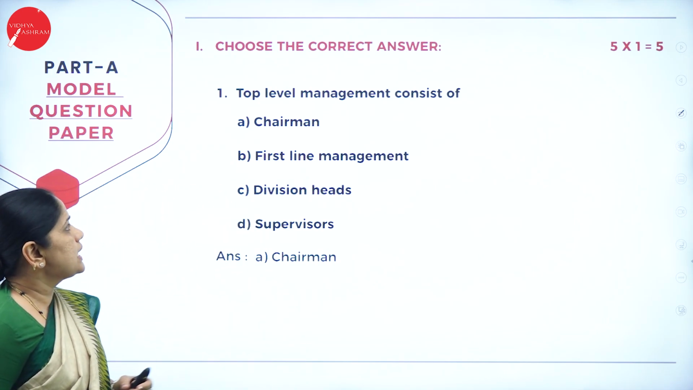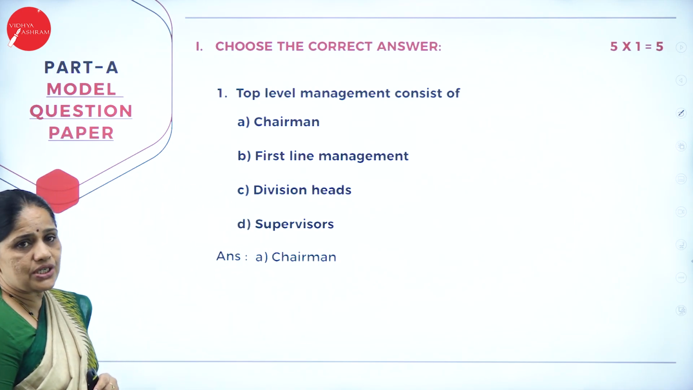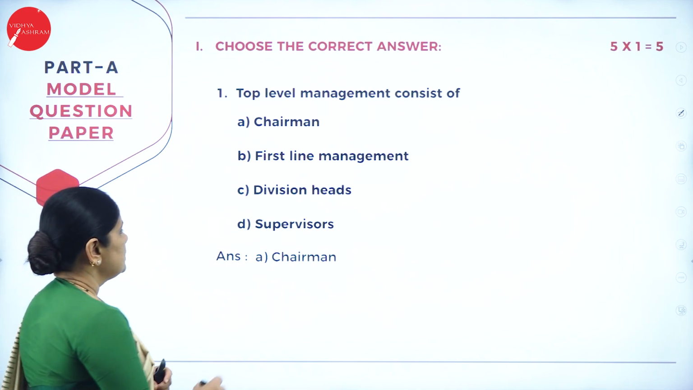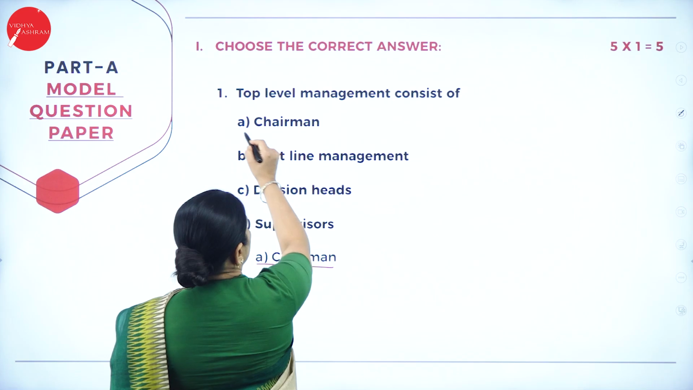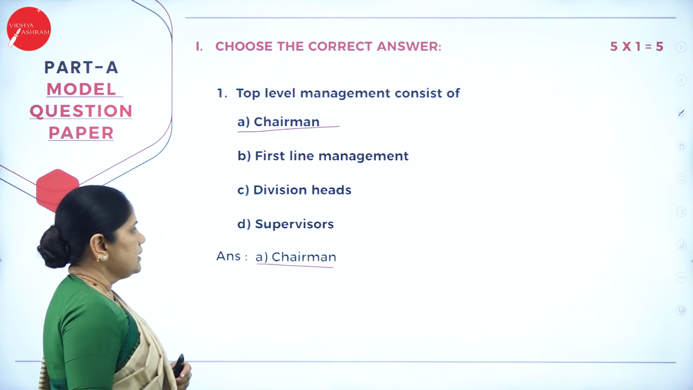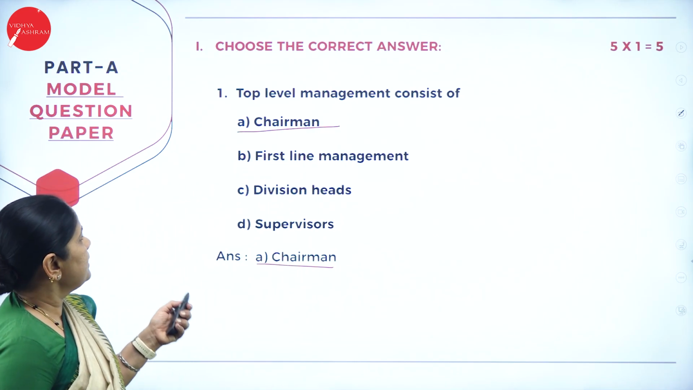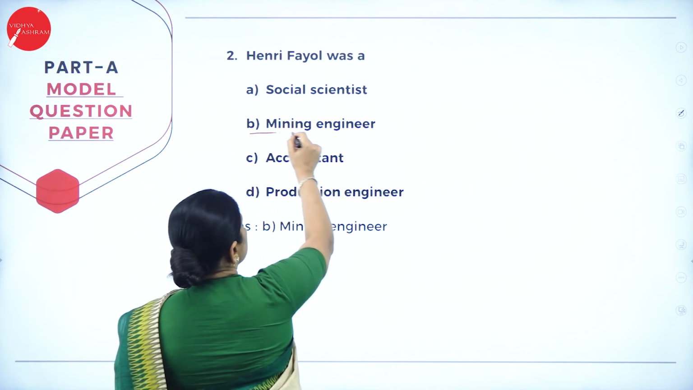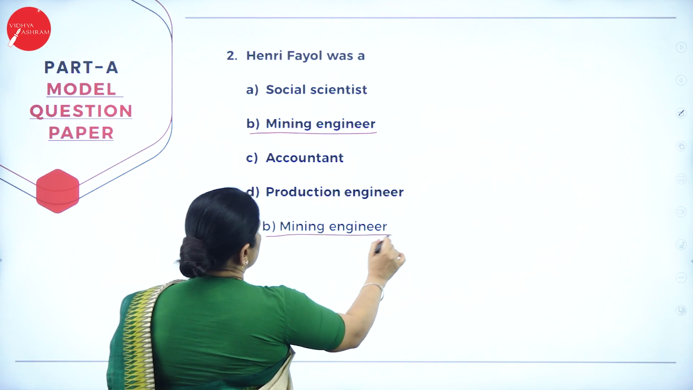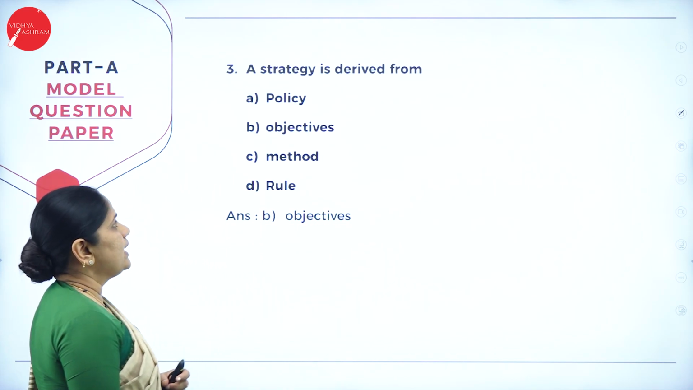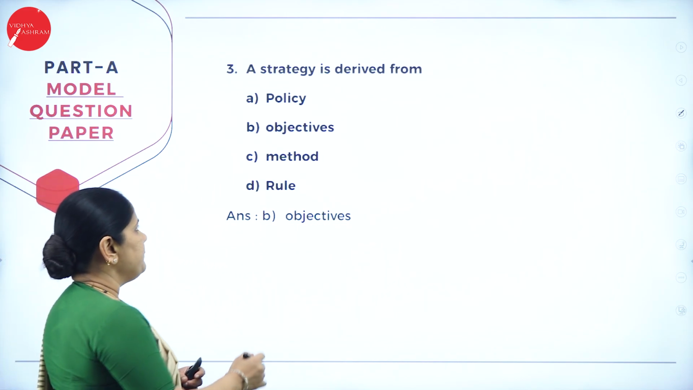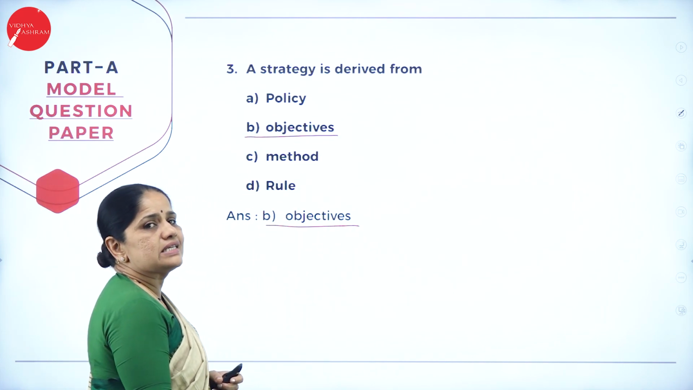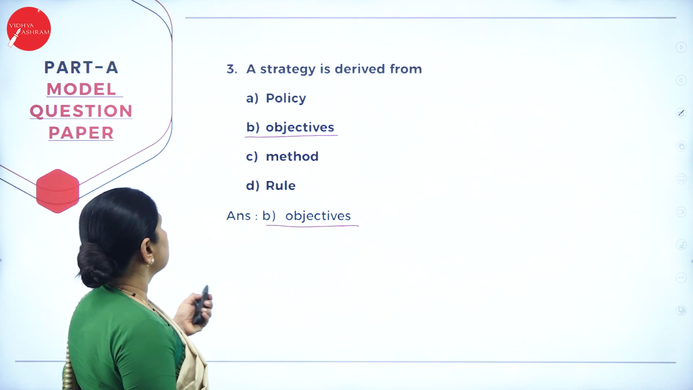So here, choose the correct answer. The first question is the top level management consists of dash. So the top level management consists of the chairman. So the answer is chairman. The second one, Henry Fayol was a mining engineer. So this is the correct answer. Then third one, a strategy is derived from objectives. So depending on the objectives of the organization, you frame the strategy.